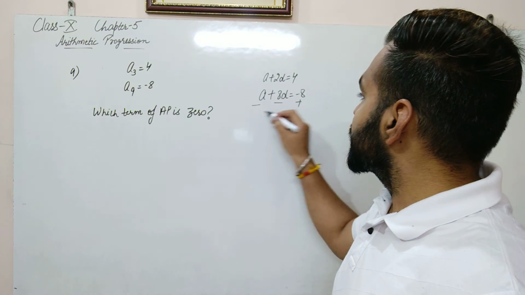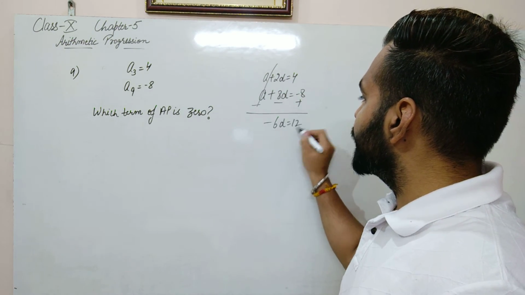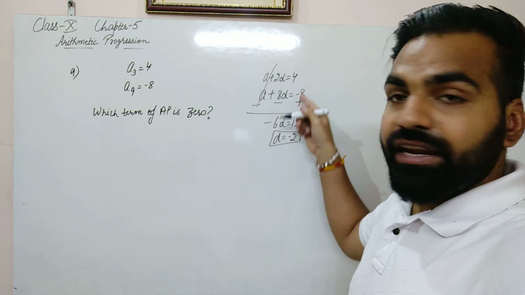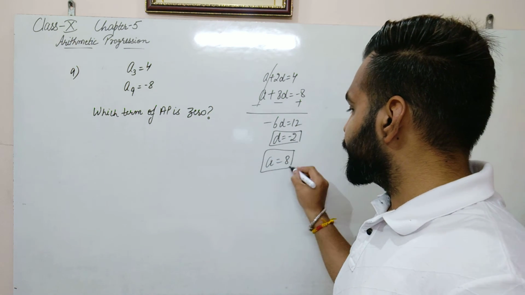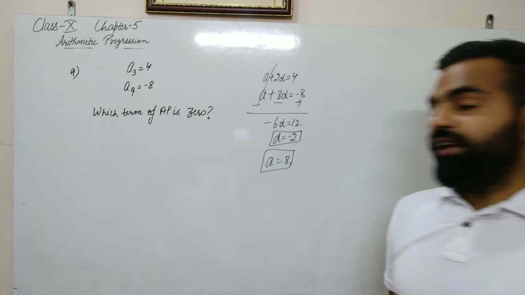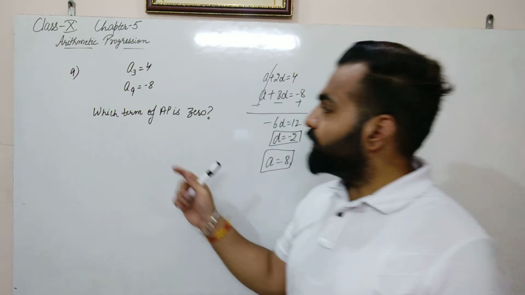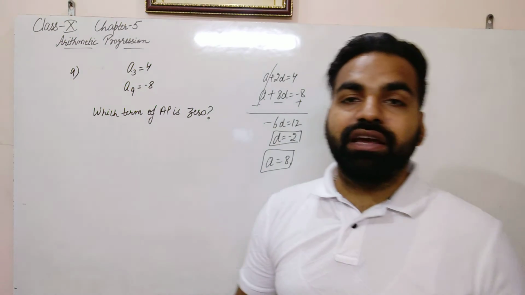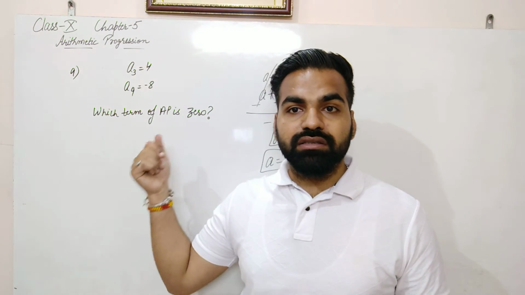So minus, this is plus. This is minus 6D equal to 12. From here D is minus 2. Put the value of D in any of the equations, so the value of A will be 8. So now the value of A is known, the value of D is known. Now we have to tell which term of the AP is 0. So basically we have to find the number at which 0 will come in the series.